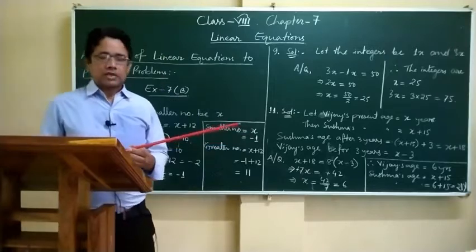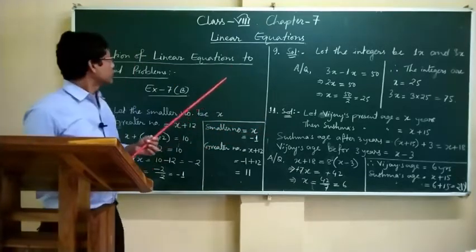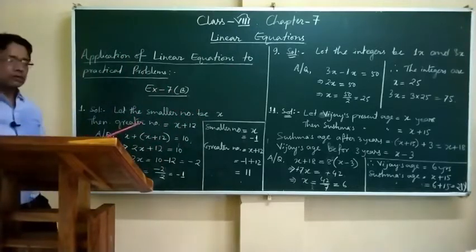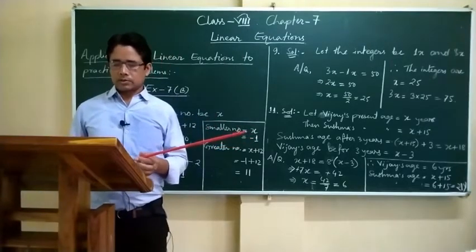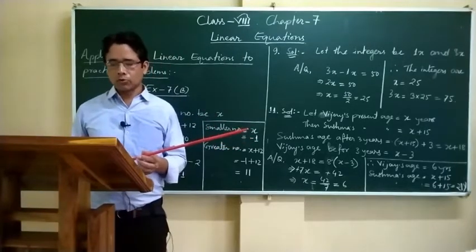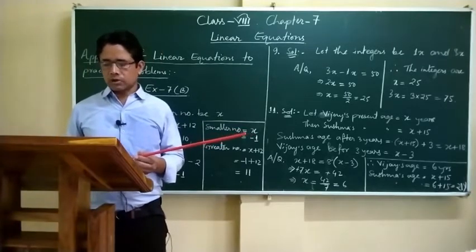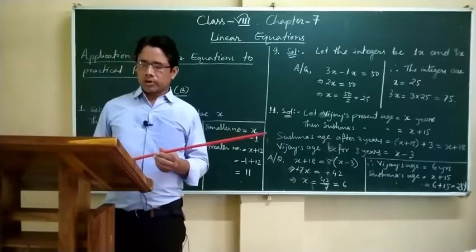So some of the examples I have taken from exercise 7b. You can follow it from the book. 7b, first question. The greater of two numbers is 12 more than the smaller, and the sum of the two numbers is 10. Find the numbers. Now we have to find out the numbers.